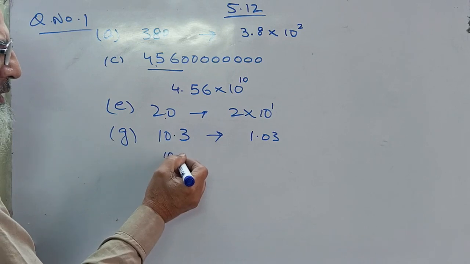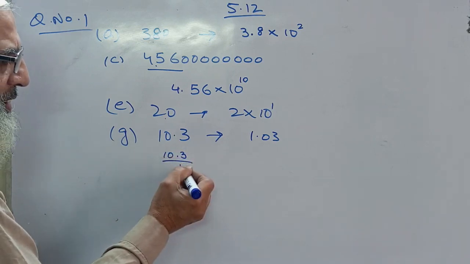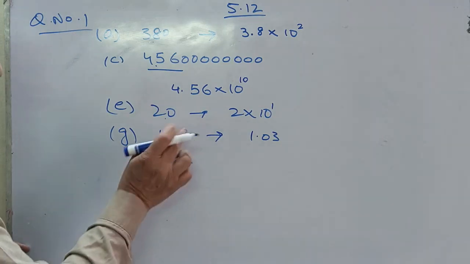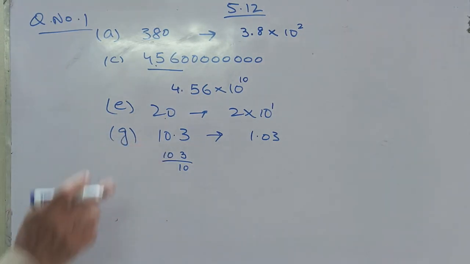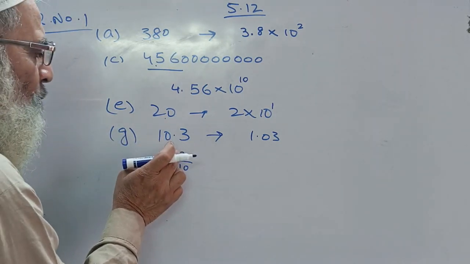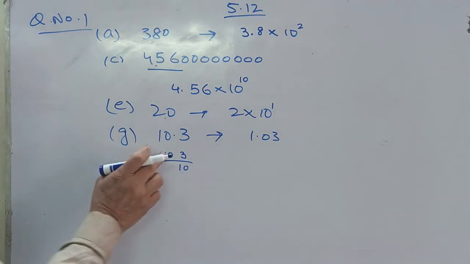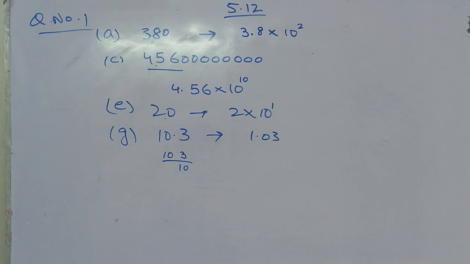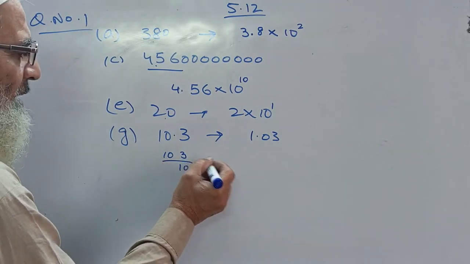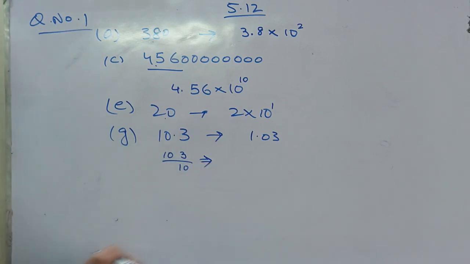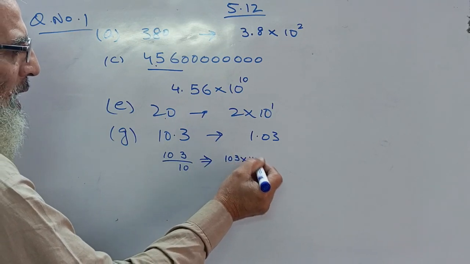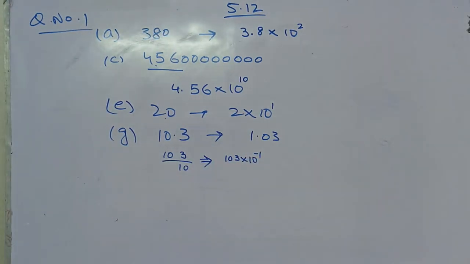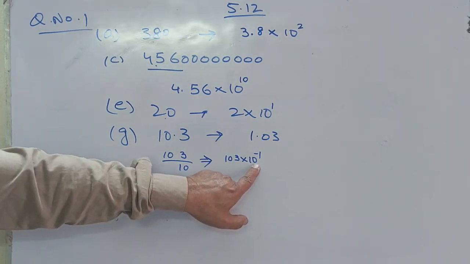So how will the zero be omitted? This is the way to omit the point from here, not the zero. So what will happen over here? You see that it will become minus 1. We have to lose one zero.